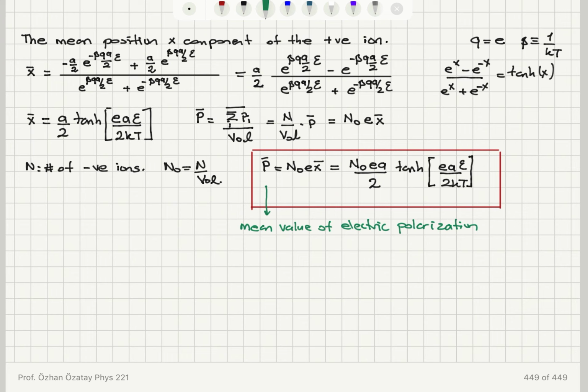So we have n0 times E, where n0 was the concentration of negatively charged ions, multiplied by the charge E and multiplied by the mean position x component, x bar. So the final answer is n0 ea over 2 tangent hyperbolic ea epsilon over 2 kt.